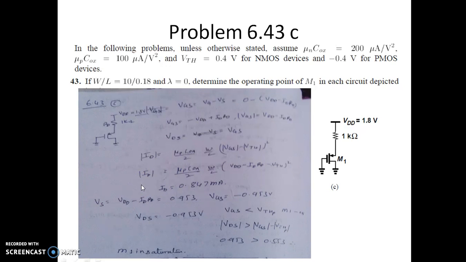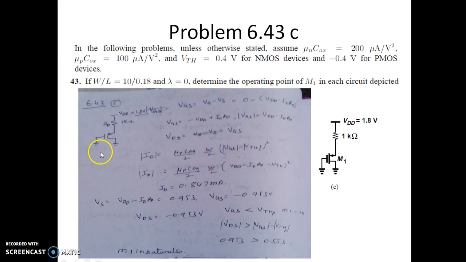So let us see the C part of the problem 6.43C. Now here also we are asked to determine the region of a MOSFET. Now this is the region of MOSFET what we are supposed to find. So here also let us try to find out what is VGS. VGS, as we know, is nothing but VG minus VS. So here VG is grounded. What is VS? VS is actually VDD minus RD into ID. So that's what is written here. So VG is 0. VS is VDD minus ID into RD.